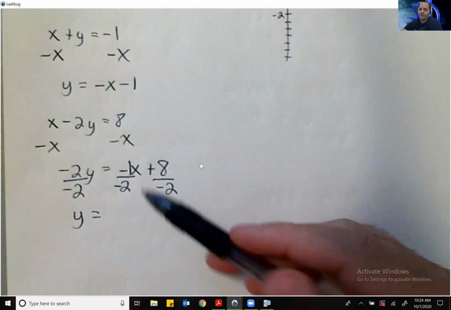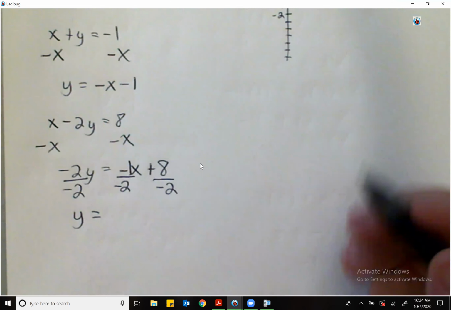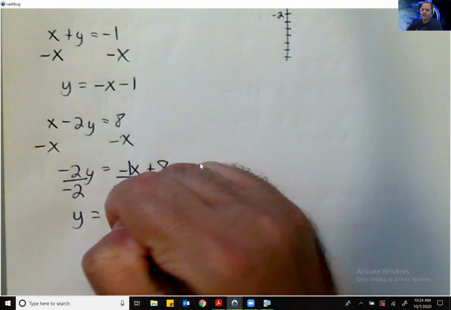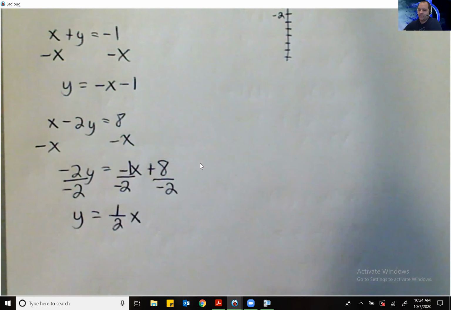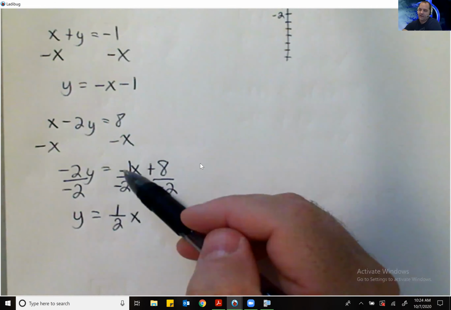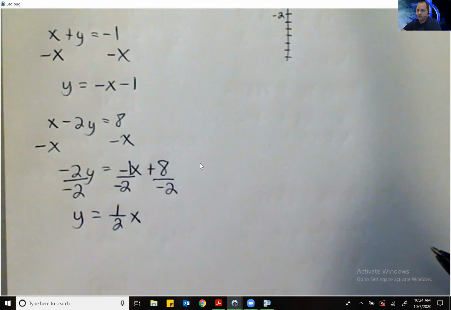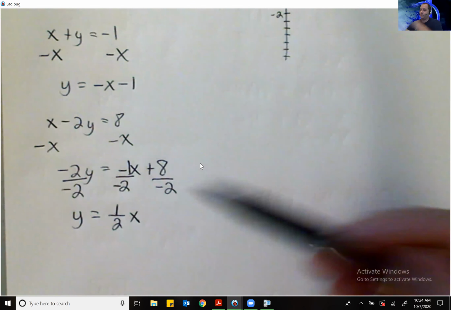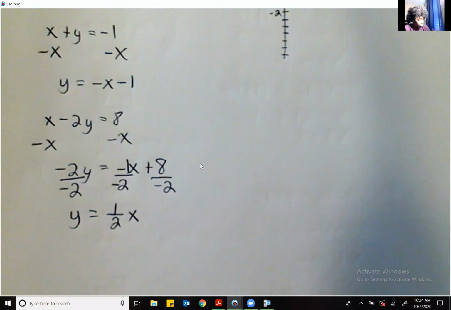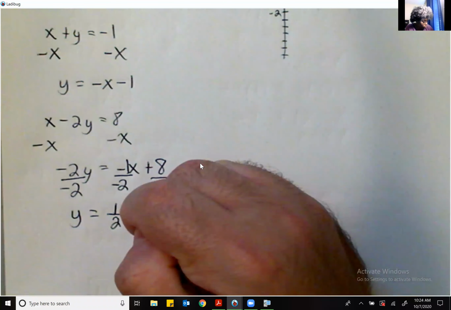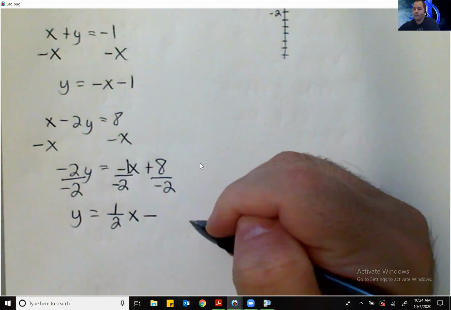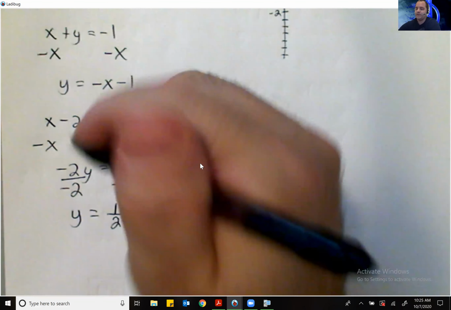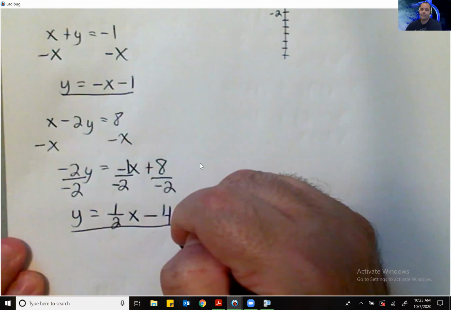-1 over -2 becomes positive x. How about positive a half x? The half is still there. All you did was take a negative divided by negative, which is positive. Don't drop the number. What is 8 divided by -2? Negative 4. There you go. So there's our two equations we're going to put into the calculator.